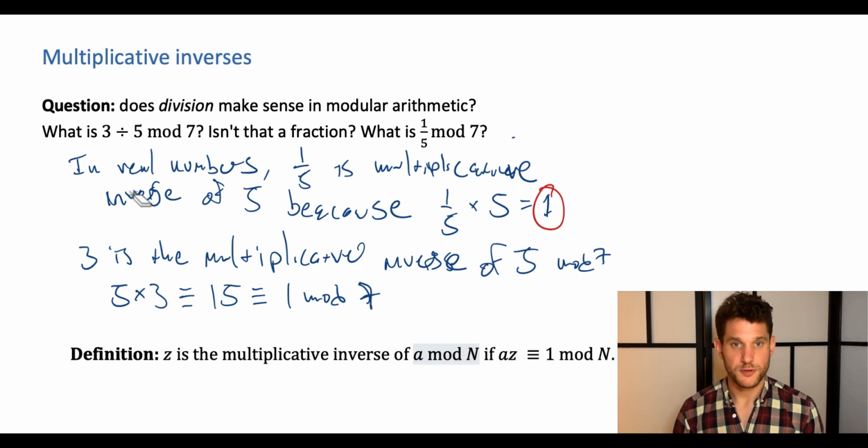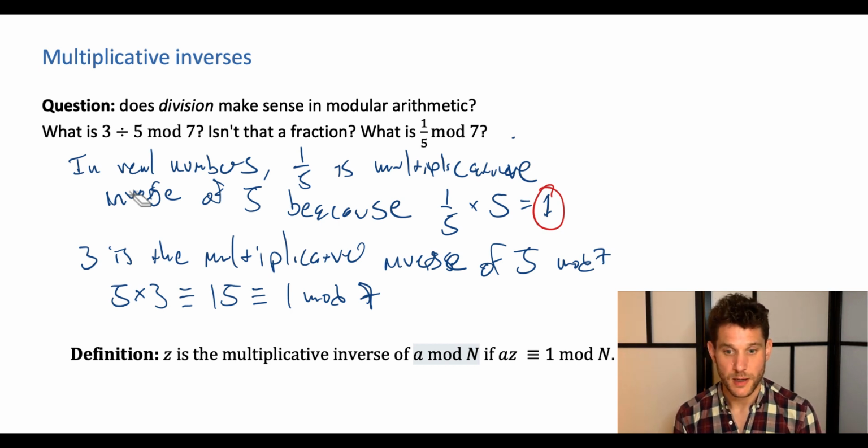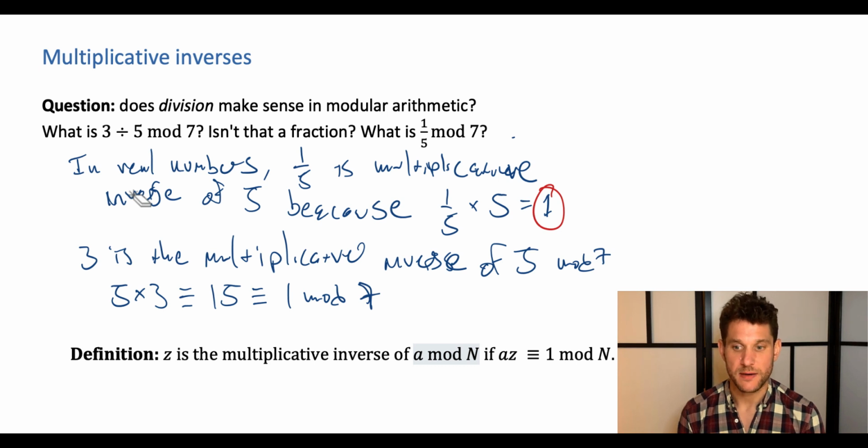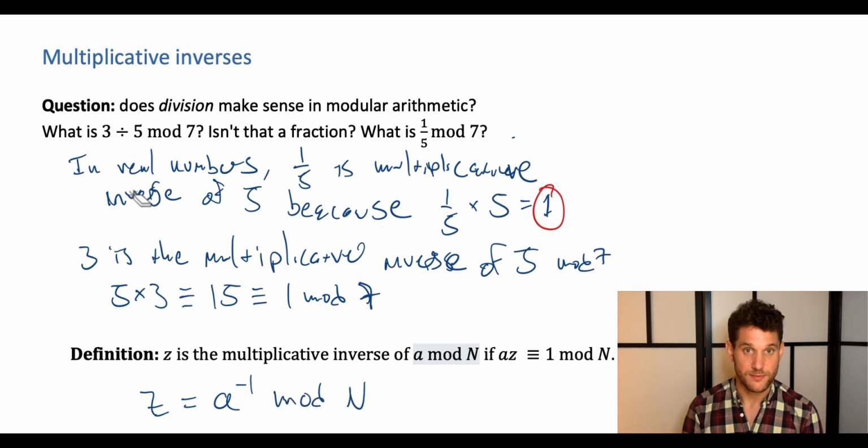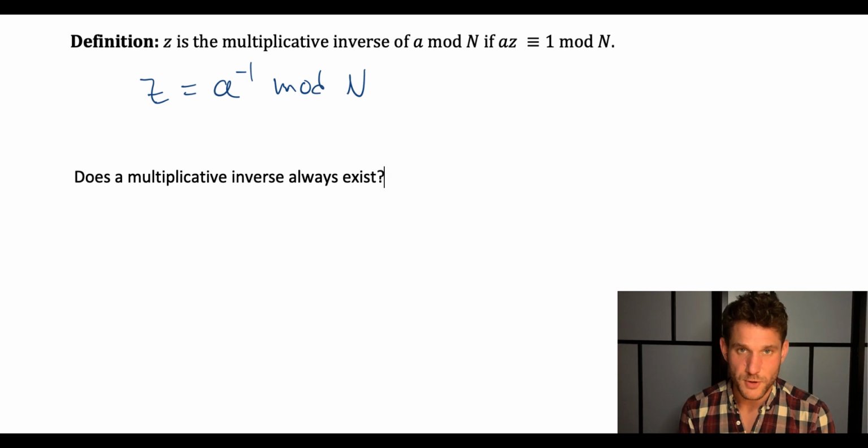So here's a precise definition. We can say that z is the multiplicative inverse of a modulo n if a times z is congruent to 1 modulo n, right? And we often denote this as z equals a inverse modulo n. That's the notation we use. We can say that a inverse is z in this case, because if you multiply z times a, you get 1 mod n.